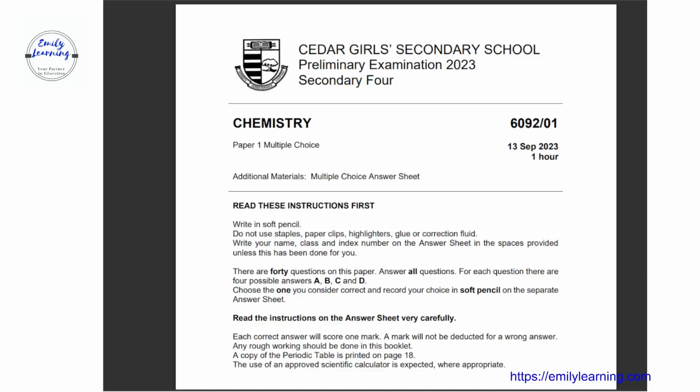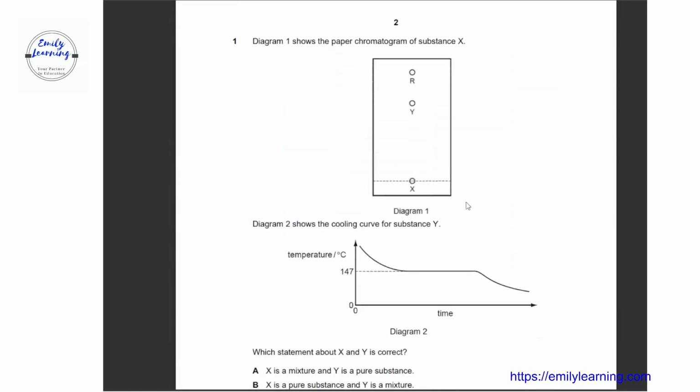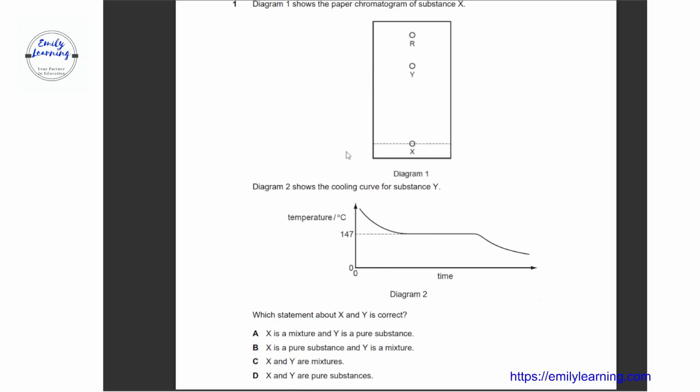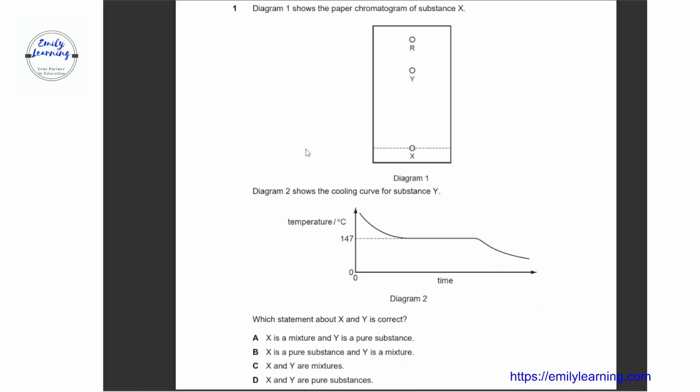In this video, I'll be going through the Cedar Girls Secondary School Chemistry Paper 1 Prelim paper for 2023. So let's get started. In the first question, diagram 1 shows the paper chromatogram of substance X. When it undergoes paper chromatography, we know that it can be split into Y and R. So from here, we know that X is a mixture.